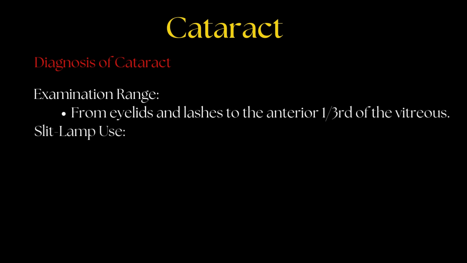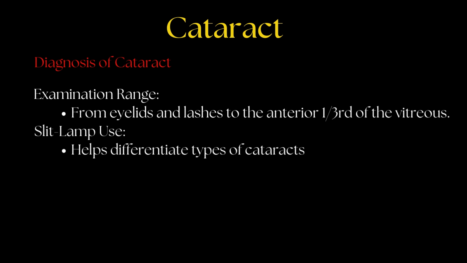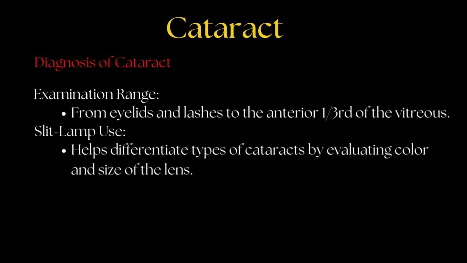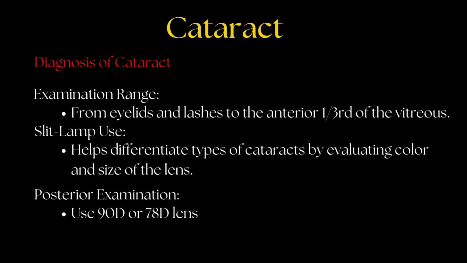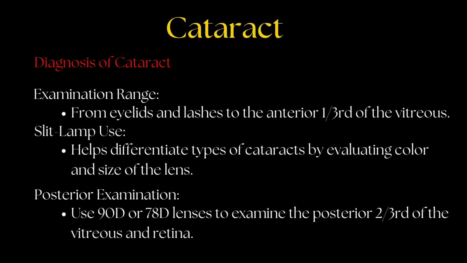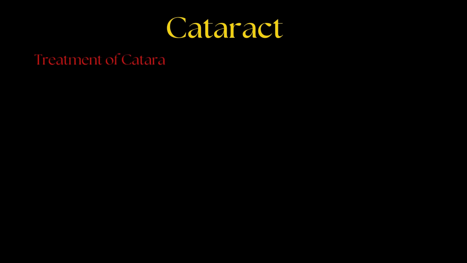Cataracts can be examined from the eyelids and lashes to the anterior one-third of the vitreous. The slit lamp examination helps differentiate cataract types by assessing the color and size of the lens. For posterior examination, 90 diopter or 78 diopter lenses are used to view the posterior two-thirds of the vitreous and retina.